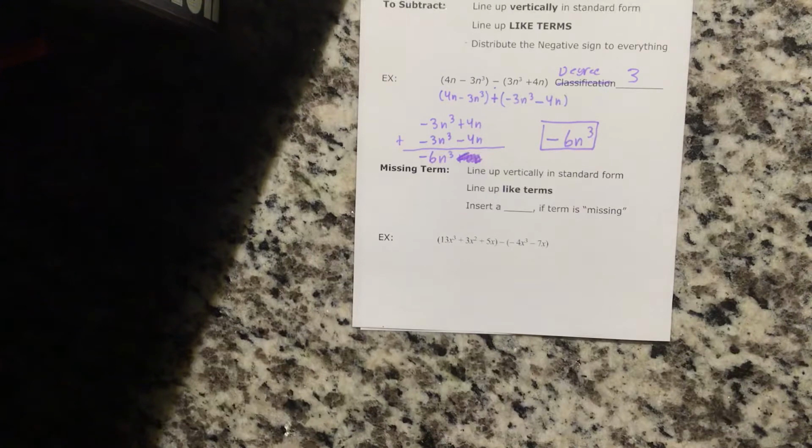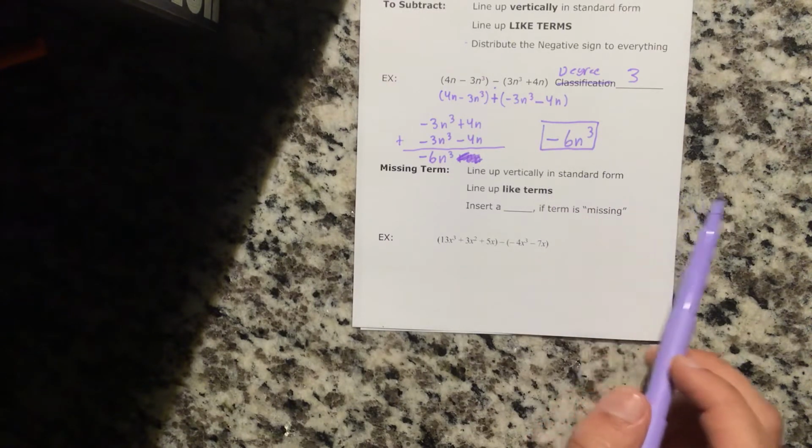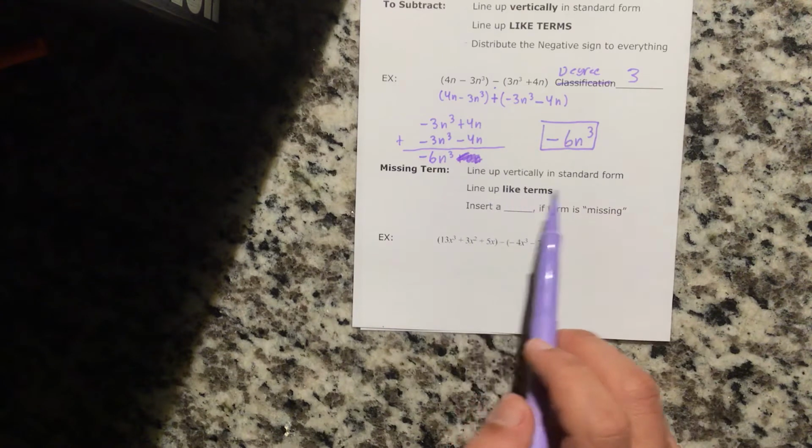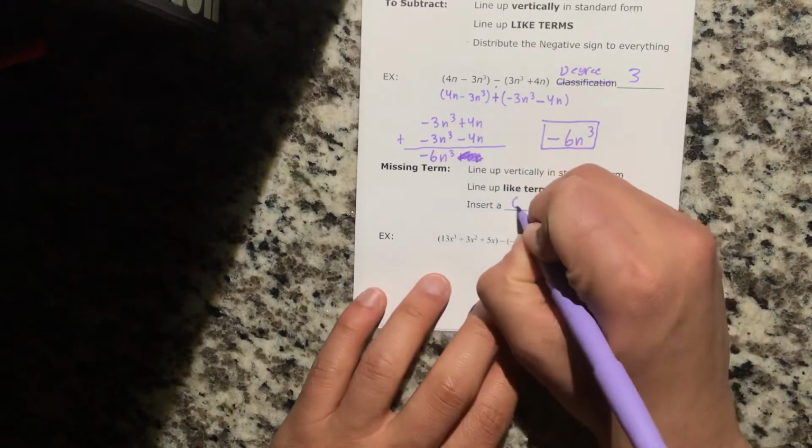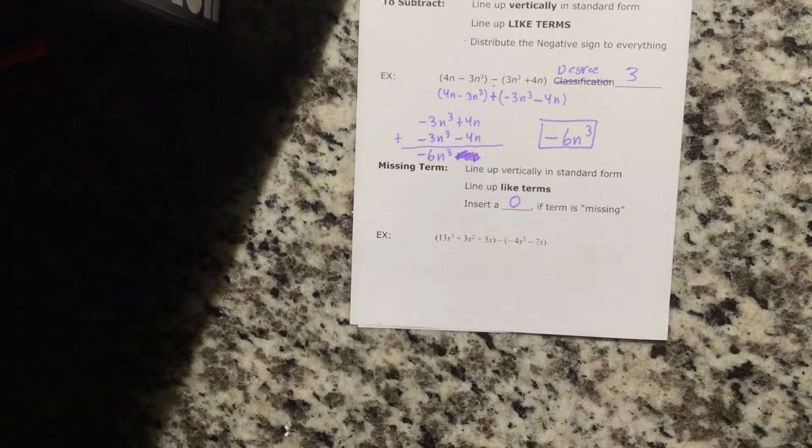If we have a missing term, the steps are very similar. We're still going to line up vertically in standard form. We're still going to line up the like terms. But now, we're going to insert a 0 if a term is missing. Okay? So let me show you what I'm talking about there.